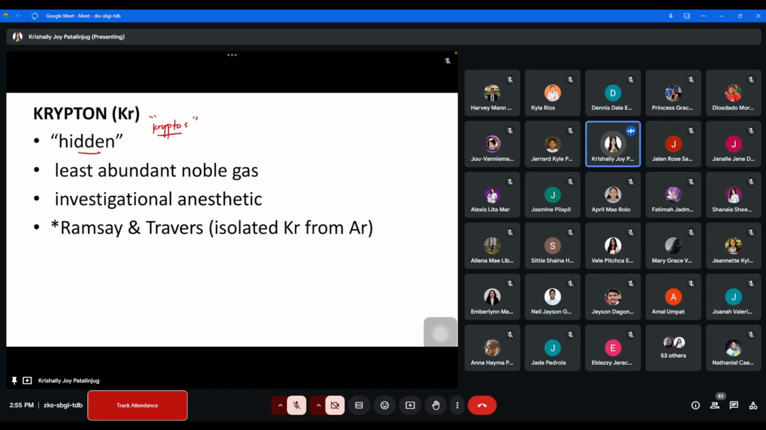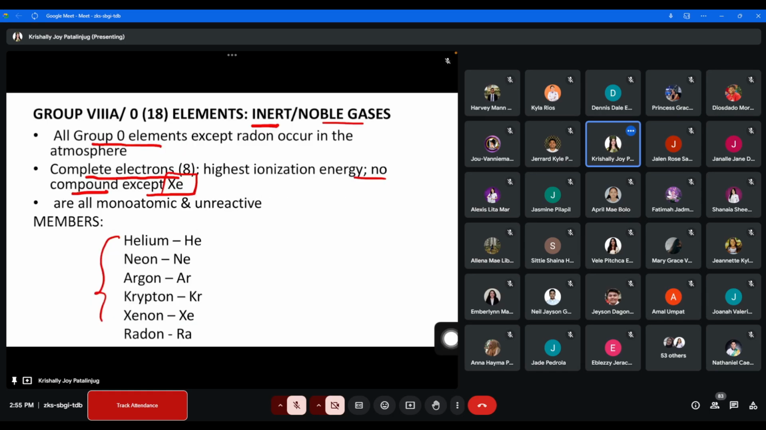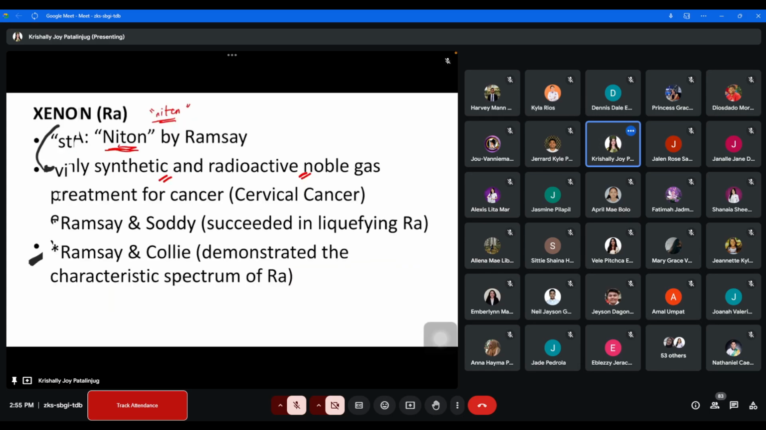Again ha, ito yung group 8A. Helium, neon, argon, krypton, xenon, and radon. So last na gyud. Let's have group 8B elements.